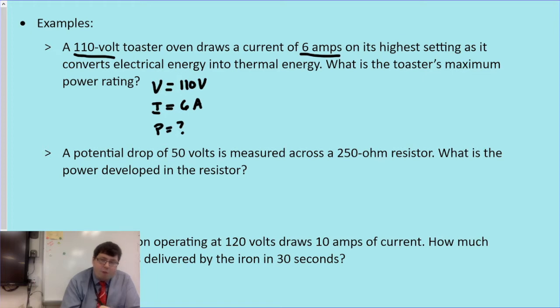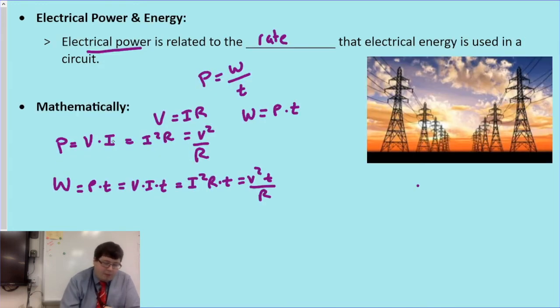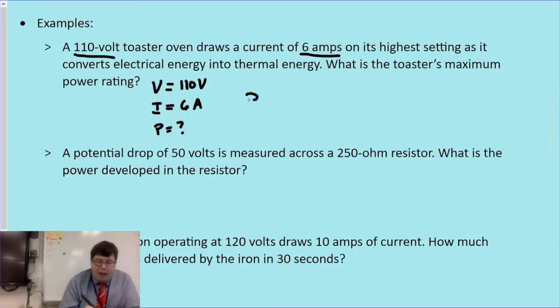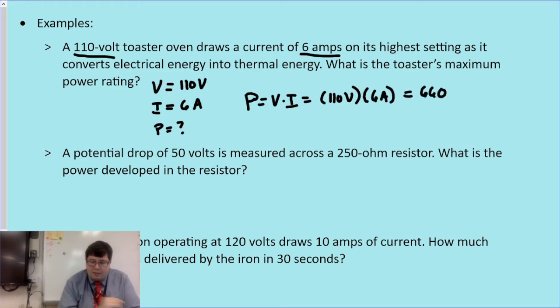Now, since I have volts, or electrical potential, and current, amps, I want to use a power equation that includes all three of those. Well, looking back on my reference table, P is equal to VI. And so I could say that the power here is V times I, plug in my 110 volts times my current of 6 amps, and I get 660.